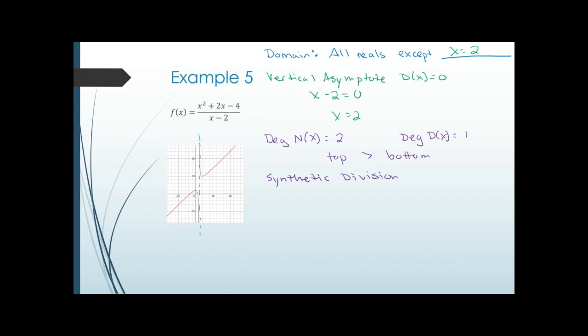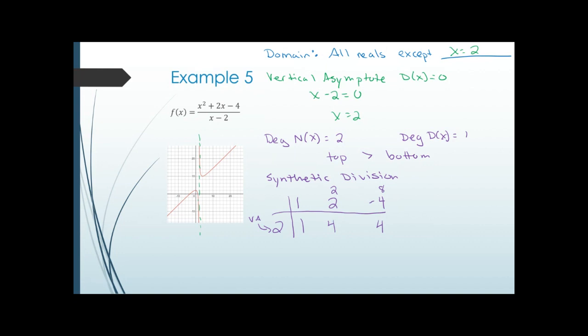So I'm going to set this up so I have a 1 for my x squared, a 2 for my x, and then a minus 4. And for the value of the synthetic division, you use the vertical asymptote, which is at 2. And so now I'm going to do my synthetic division. First I do 2 times 1, which is 2. I put that on top. Then I add 2 plus 2 is 4. Then I take 2 times 4, which is 8. 8 minus 4 is 4.